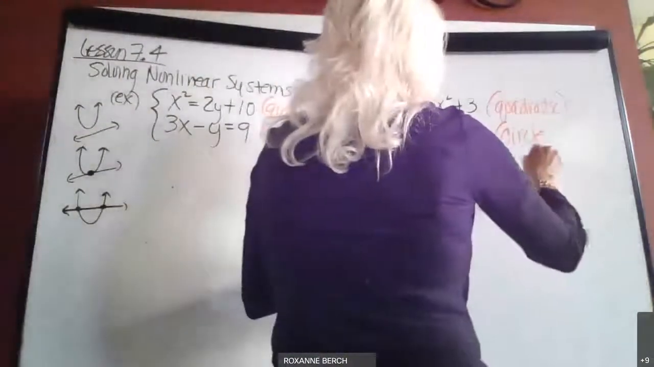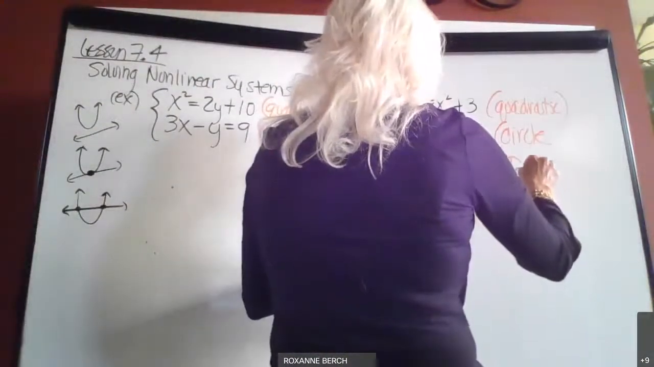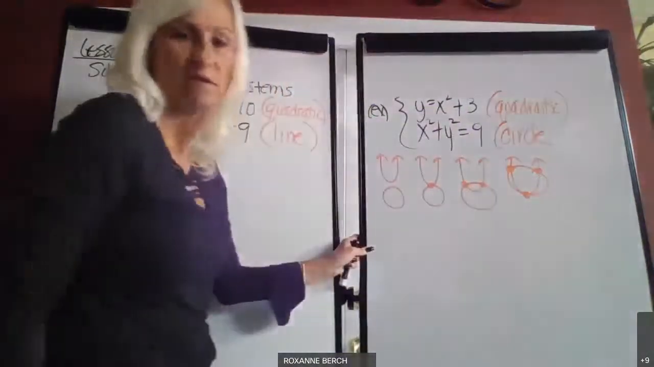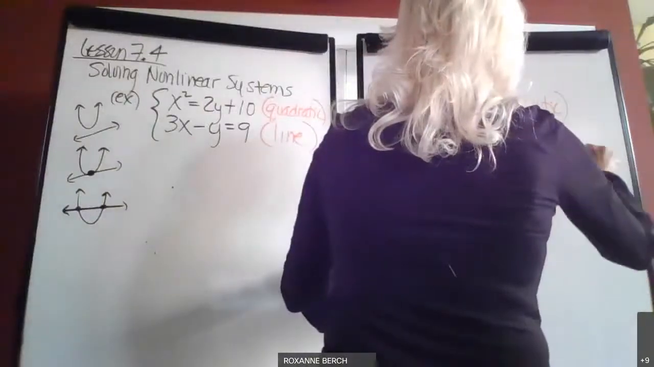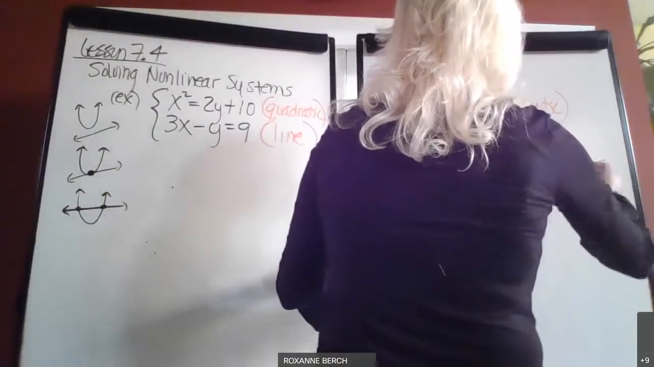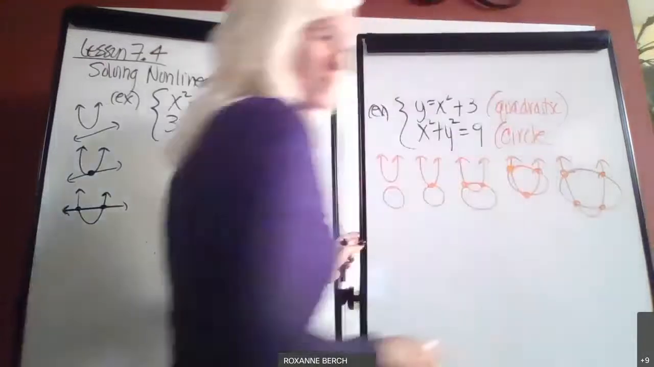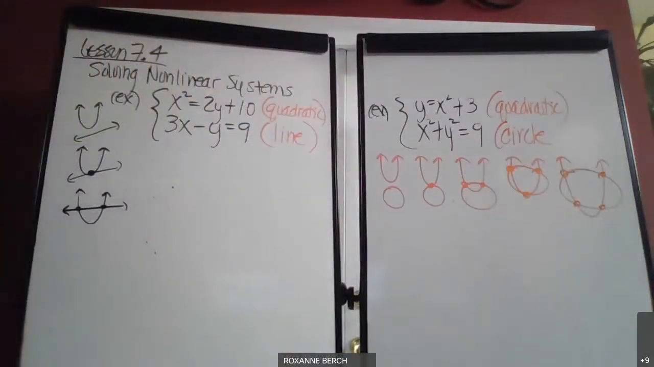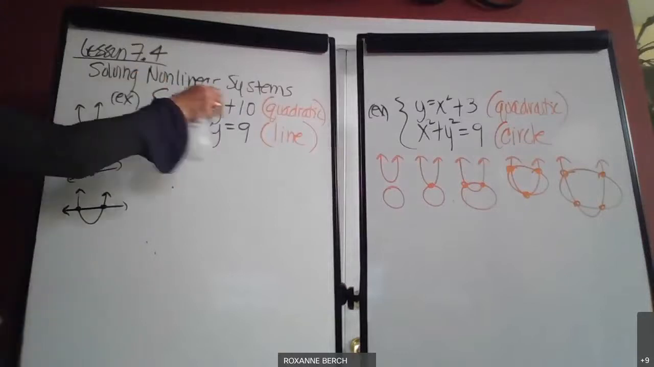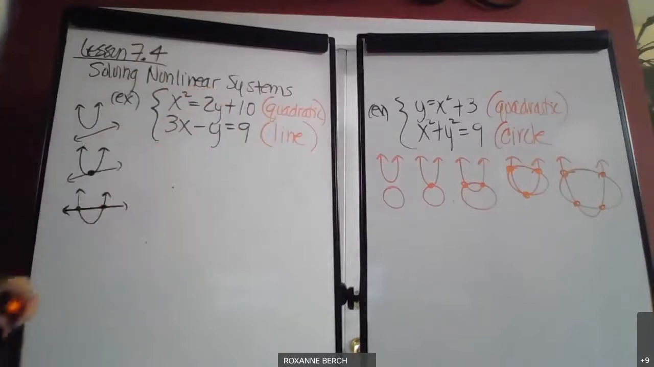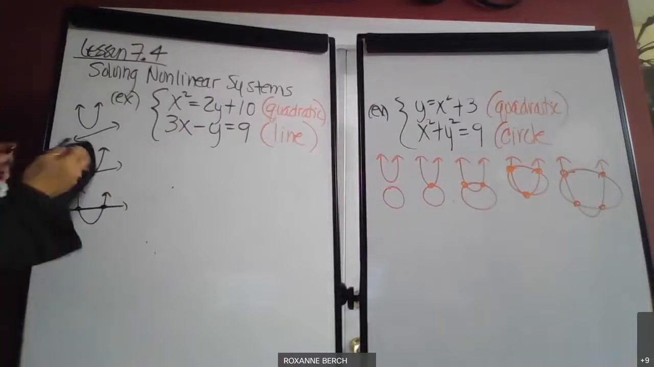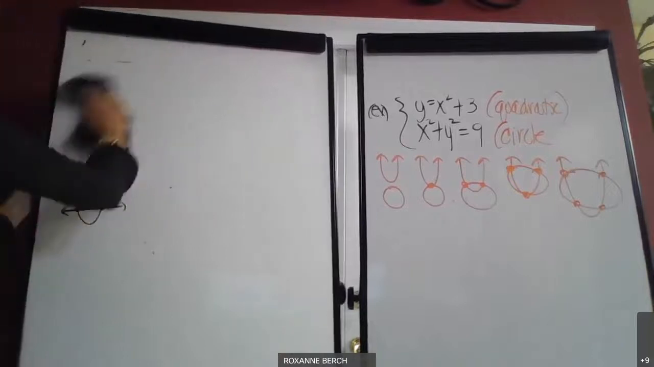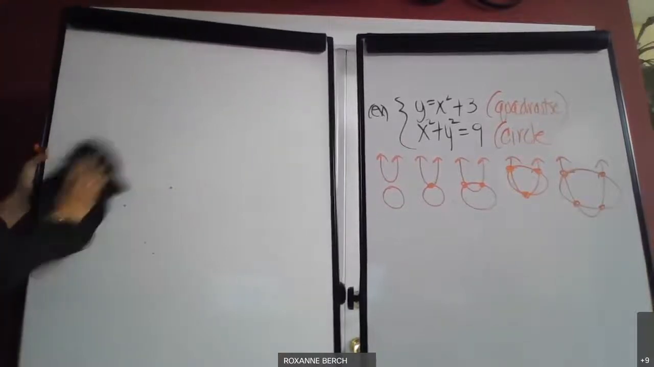A quadratic and a circle could cross 3 times, and a quadratic and a circle could cross 4 times, 4 solutions. That would be a horrible problem. So that problem right there, we probably won't do, but it's a rough problem because you have to find possibly 4 solutions.